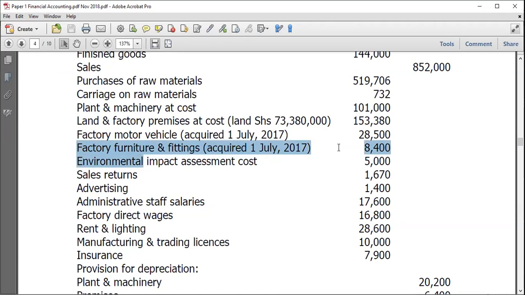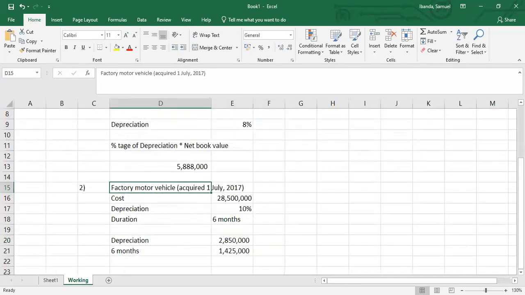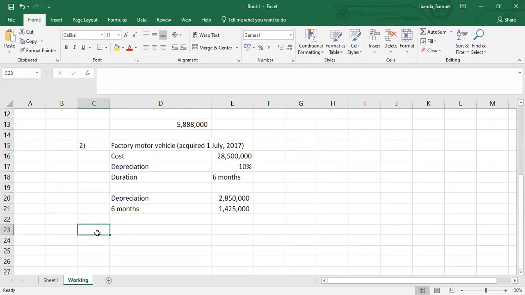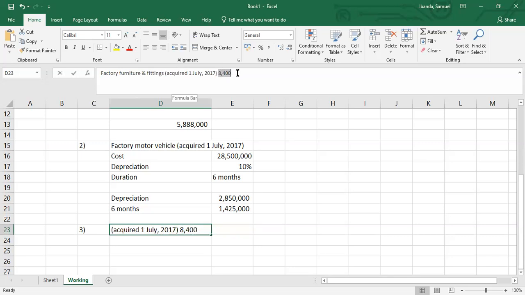The next thing I'll do is furnitures and fittings, same story. Furnitures and fittings was also acquired on 1st July 2017. So I would also come here. This is working 3. This is working 2. I also come here. This is question 3. I'll say this is factory. So basically, this is the cost.